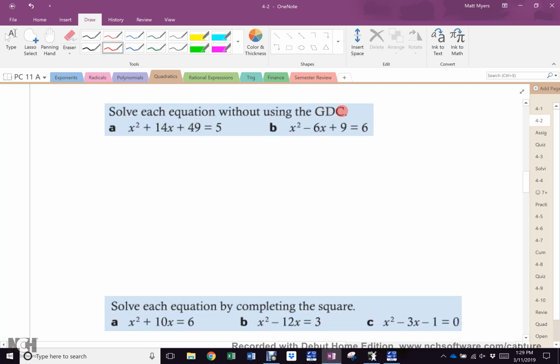First of all, I want to talk about what GDC means. That means a graphing calculator. We're going to use them later. We're not going to use them now. We're going to do all this the old school way. So let's look at this question.